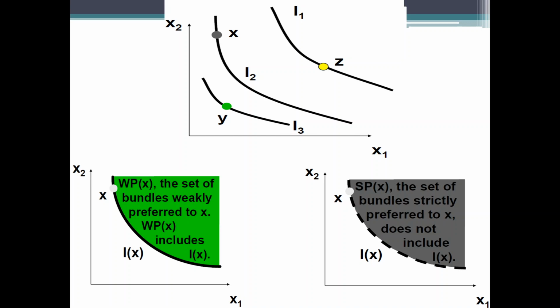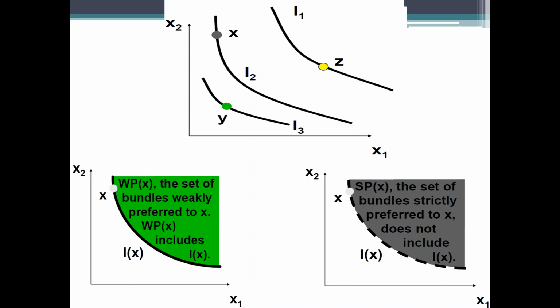Why? Because all consumption bundles above the indifference curve give more quantities than the consumption bundle X, and they are definitely located on higher indifference curves even. So this is why we are saying that all consumption bundles in this gray area are strictly preferred to the X bundle that is located on the indifference curve.